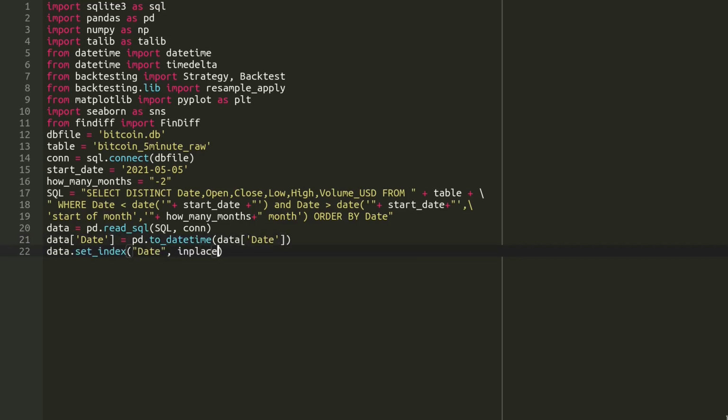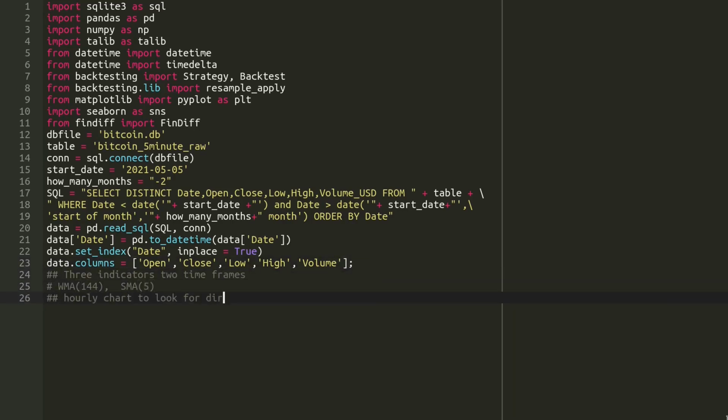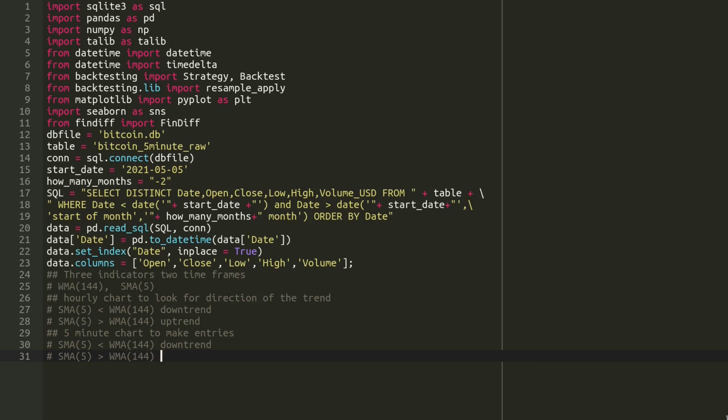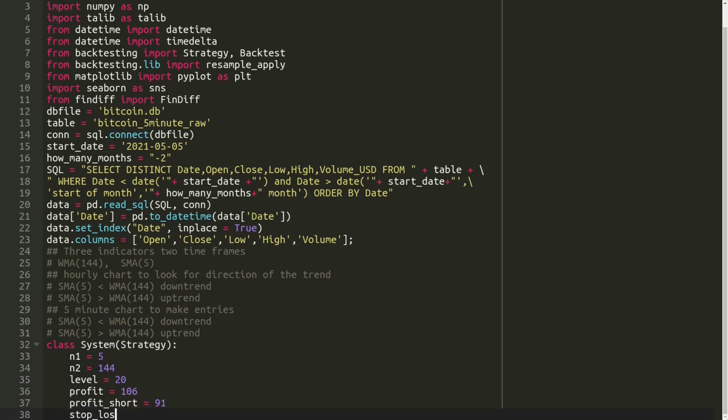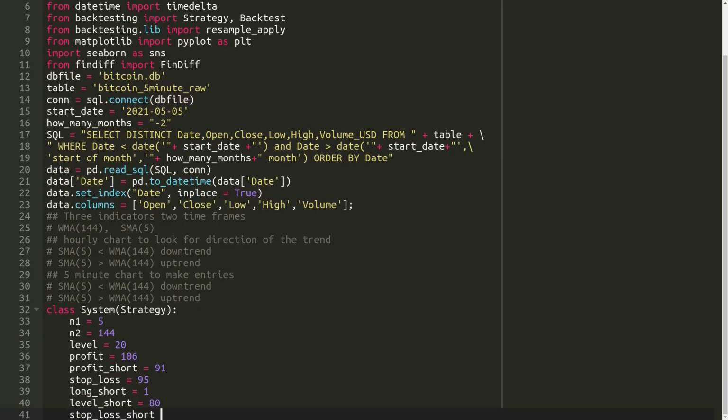Then we need to prepare the date field so that backtesting.py understands it. That's why we imported the datetime modules. Then we write our trading strategy class. Here we define the class variables. Some of them will be necessary for optimization.